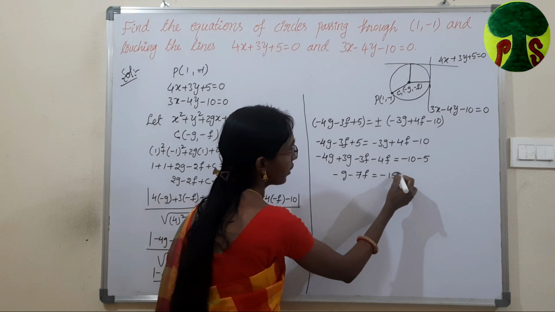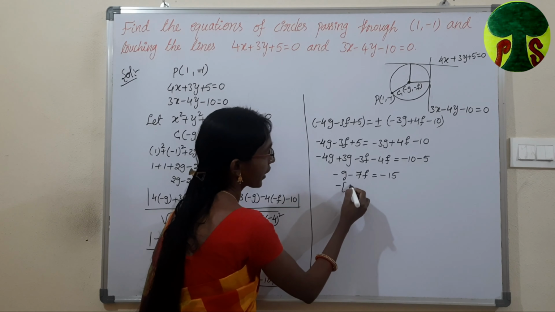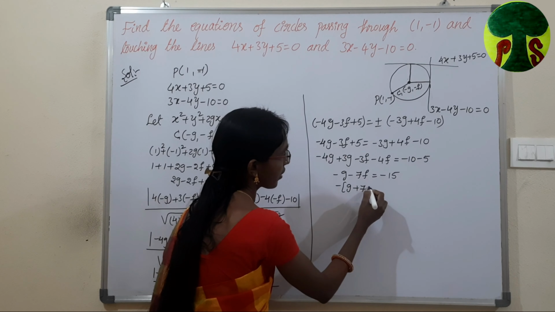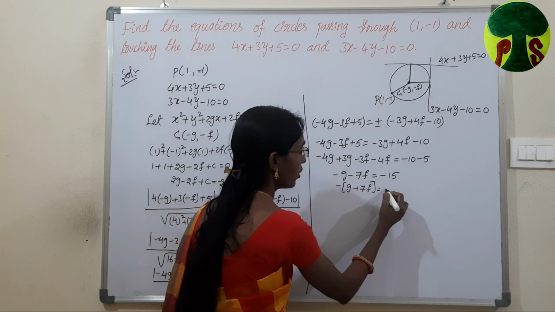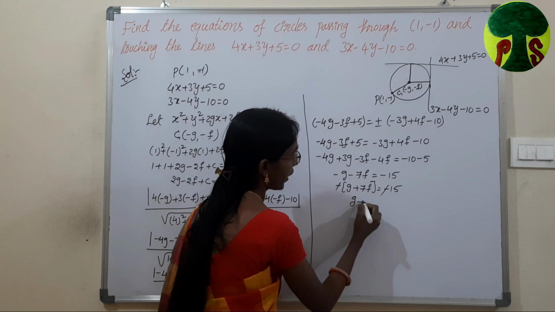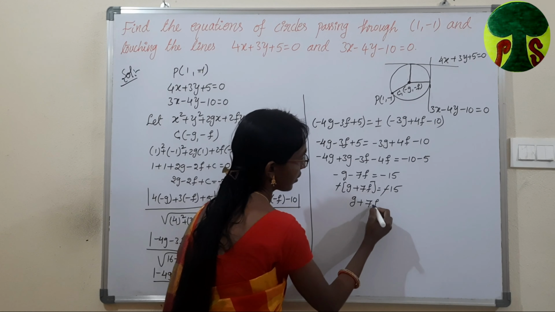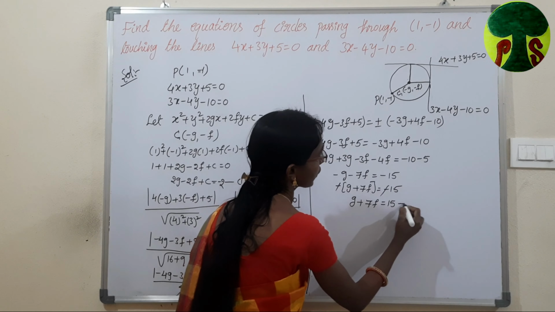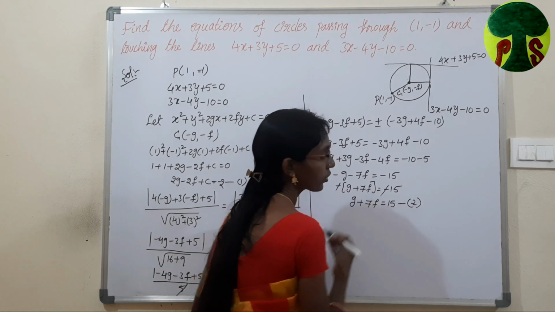is equal to minus 15. Take minus common, then we will get g plus 7f is equal to minus 15, minus minus cancel. Finally, we will get g plus 7f is equal to 15. Let us consider this as equation 2.